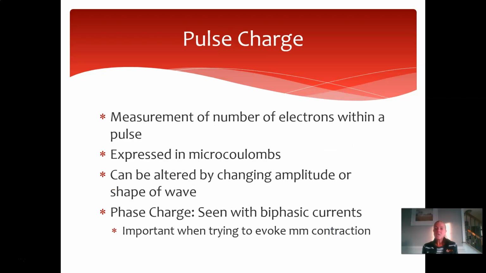The pulse charge is the number of electrons that occur within a pulse. It's expressed in microcoulombs, and it can be altered by changing the amplitude or the shape of the wave so that you're fitting more electricity basically into a pulse. A phase charge is seen with biphasic currents, and this is important when we're trying to get a muscle to contract. So we'll talk about some of the types of currents that we use for that.